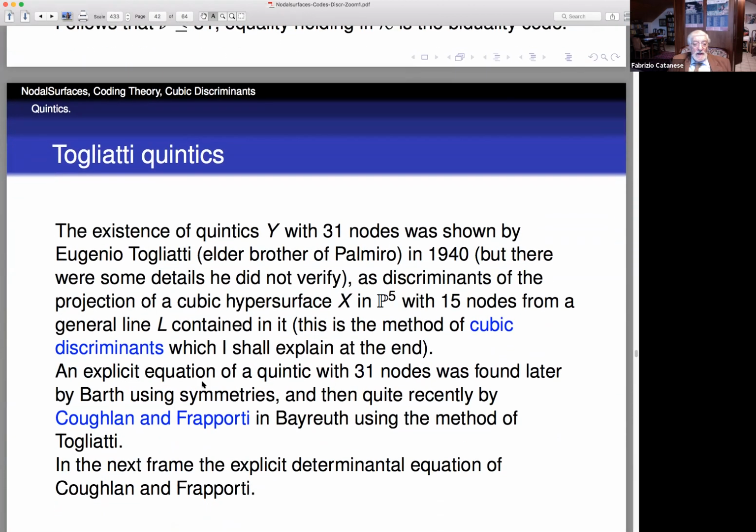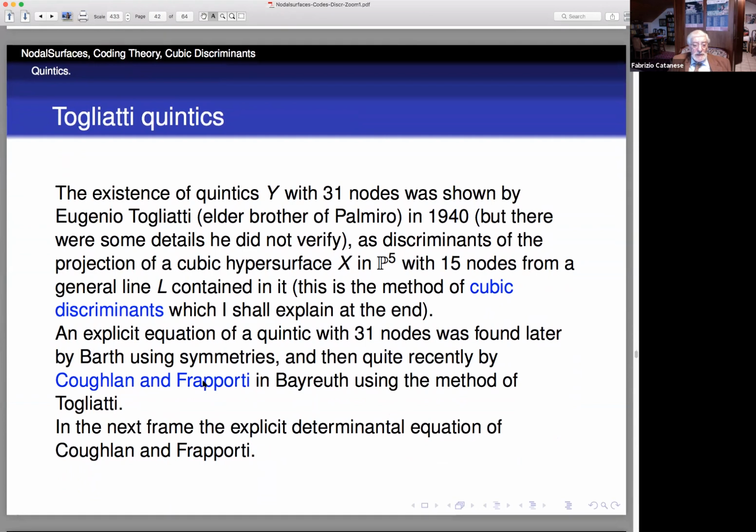Now, let's go to the Togliatti quintics. The existence of quintics with 31 nodes was shown by Togliatti, the elder brother of Palmiro Togliatti, who was the leader of the Communist Party in 1940, even if he didn't verify all the details.